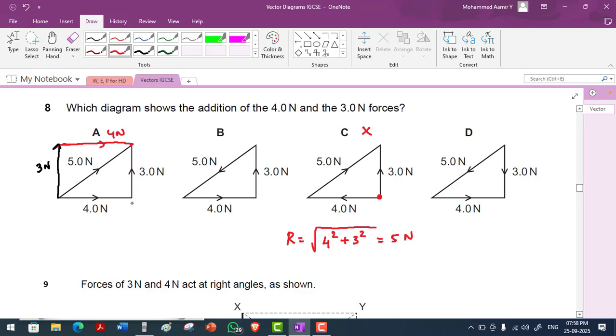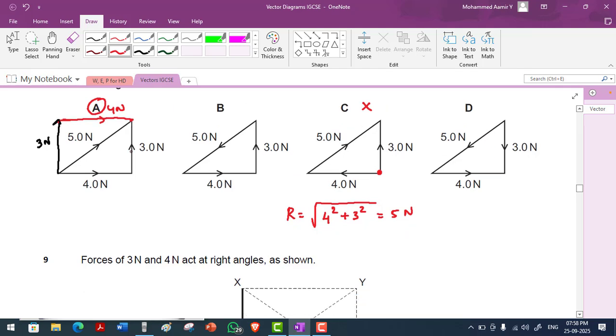Or triangle method also, the tail of the first should meet the head of the next, and the diagonal, head should meet the head, tail should meet the tail. That's what I said. So A will be the apt answer. B is also wrong. The arrow should be upwards, and D is also wrong. Head and head is meeting. That is not correct.